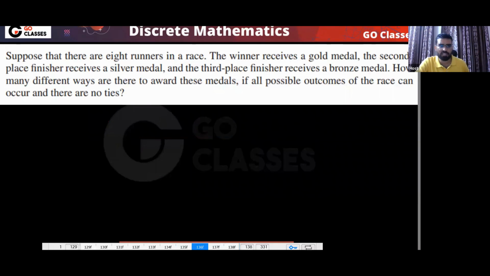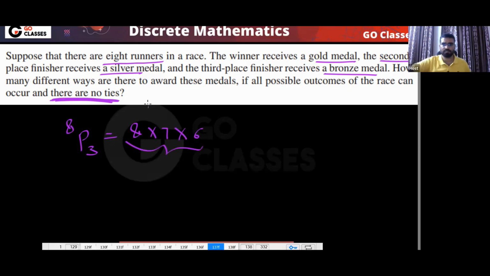Another question. You have a race with a total of 8 runners. The winner will get a gold medal, the second a silver medal, and the third a bronze medal. How many ways can they finish if all outcomes are possible and there are no ties? This is important: there are no ties. So the answer is very simple: 8P3, so 8 into 7 into 6. 3 terms. This is just the product rule.